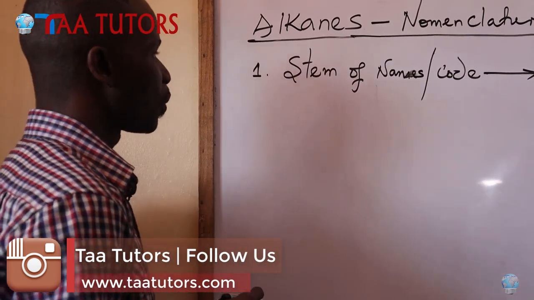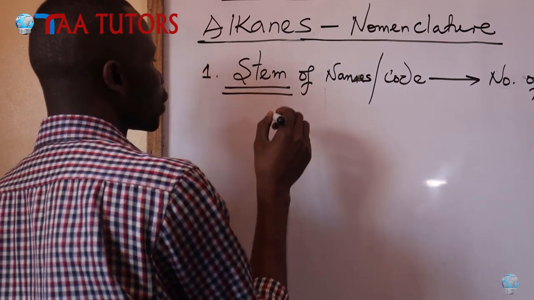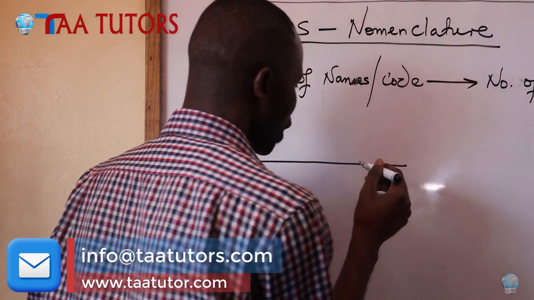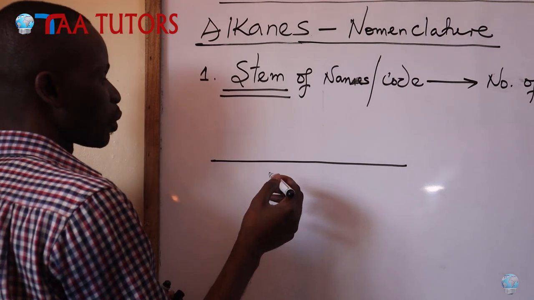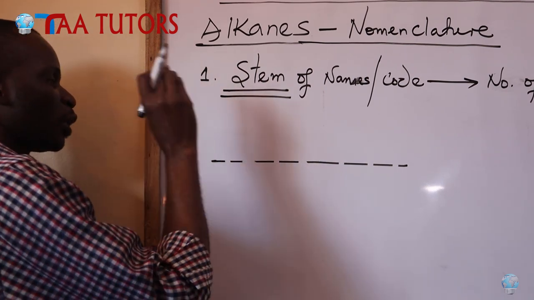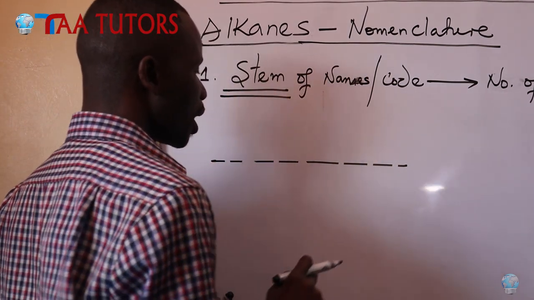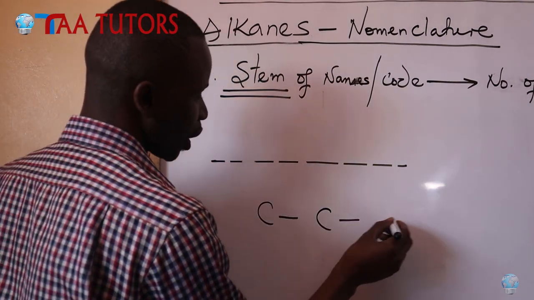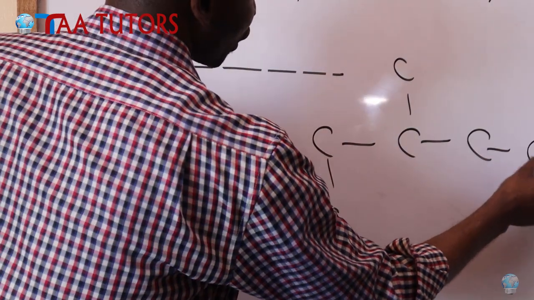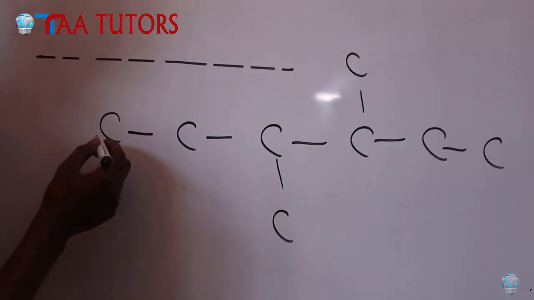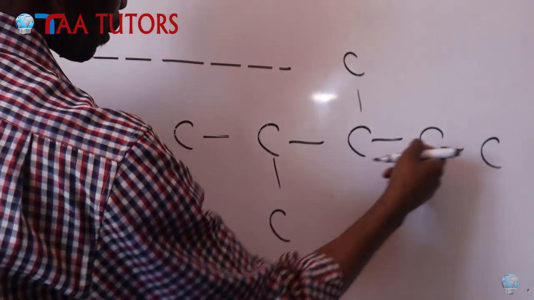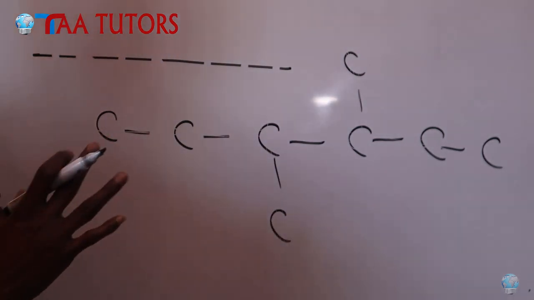This stem name usually refers not to all the carbon atoms, but to what we call a straight chain. Some organic compounds may have long chains. If they have long chains with branches, it means that the stem name will not include the branches. It will be the one which has the longest carbon chain. If I have this chain of compounds, and then I have another one here, and another one there, how many chains do I have here? One, 2, 3. There's another one here, there's another one there. There are many chains.